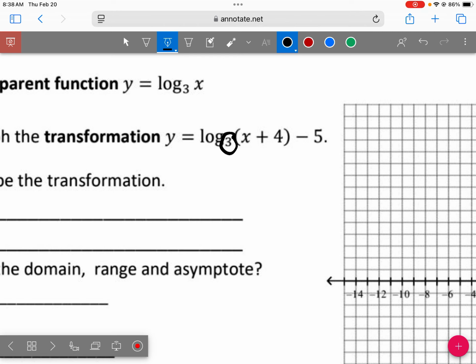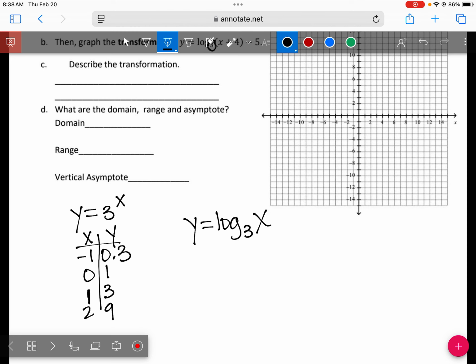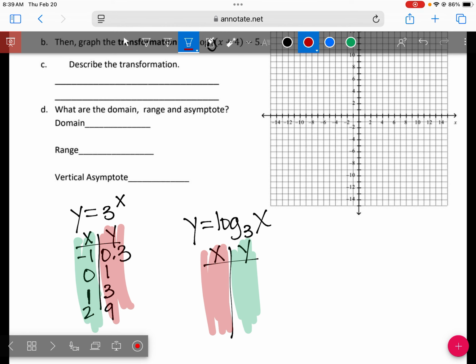So now let's go ahead and flip that table. So take all of these numbers and write them under y. Take all of these numbers and write them under x. And then graph it. So again, we're making a table, but we're not graphing exponentials. We just make the table to help us create our log graph. So let's go ahead and do that.